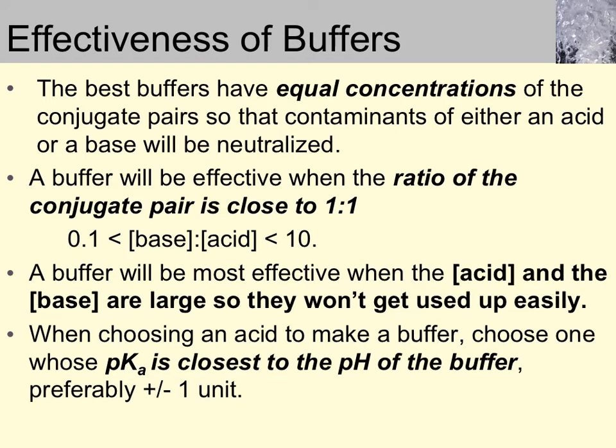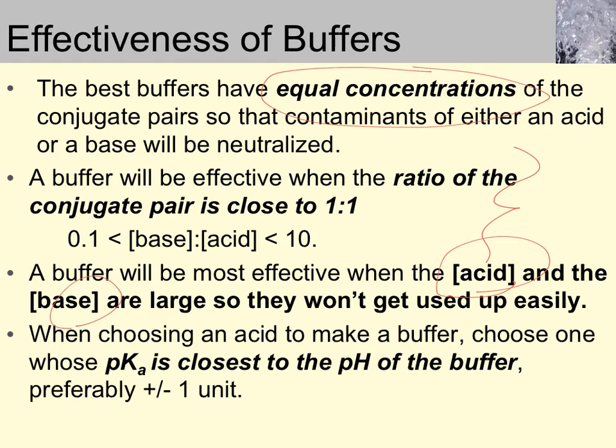All right, a couple of easy facts about buffer systems and what makes a good buffer, and then we'll work problems. So the best buffers have equal concentrations of both the weak acid and its conjugate base, so that it can handle contaminations of either acids or bases. And so this is just another way of saying the same thing. You also want a significant concentration of the weak acid and its conjugate base, so that you don't overwhelm the buffer system. So the higher the concentrations of the weak acid and base, the more effective the buffer will be.